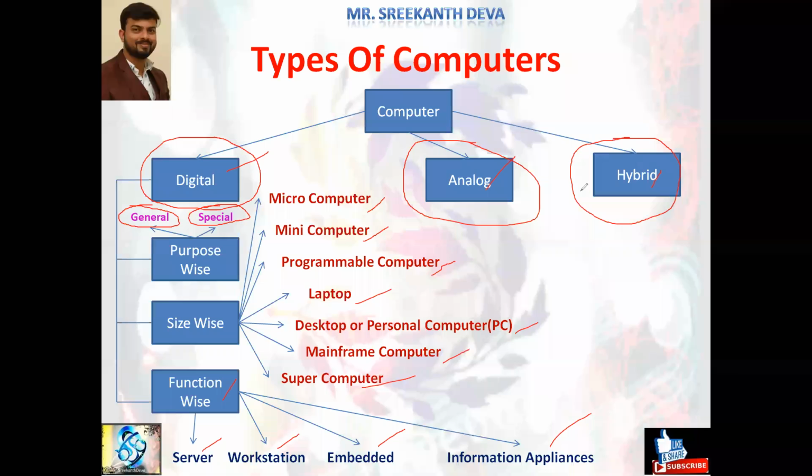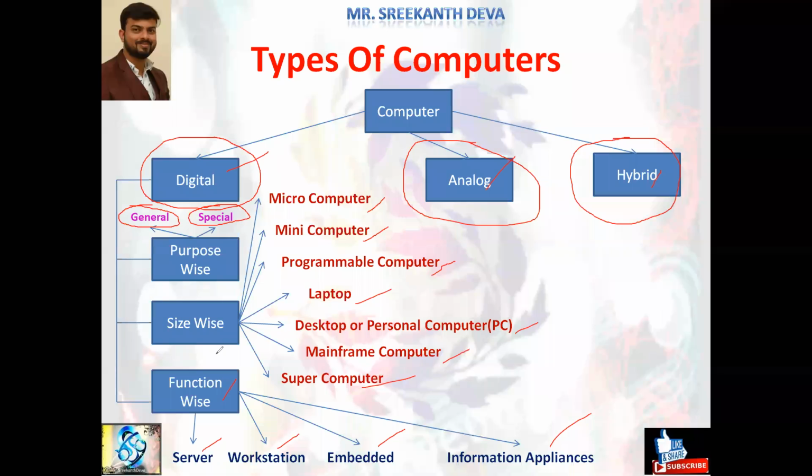And coming to the hybrid computer, it is a combination of both digital and analog computers. It works on continuous as well as discontinuous data. The digital computers are further categorized by purpose wise, size wise, function wise. Purpose wise, they are categorized into general purpose and special purpose. In this session we discuss general purpose and special purpose computers.